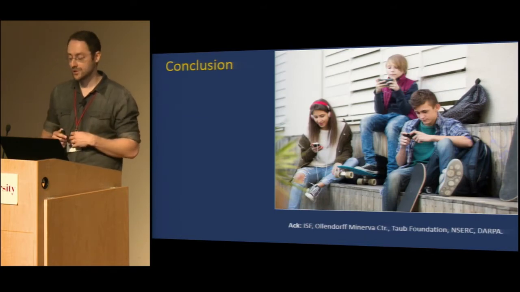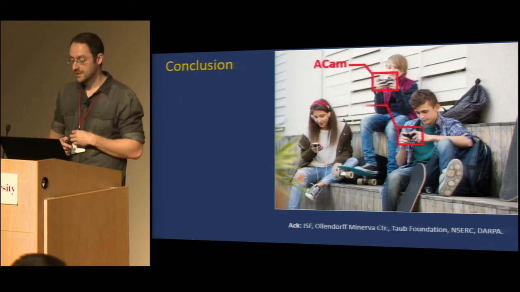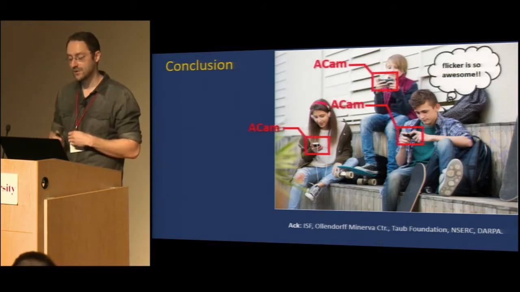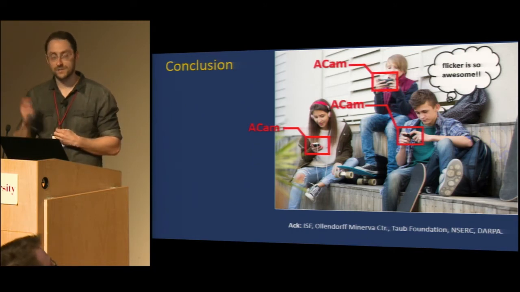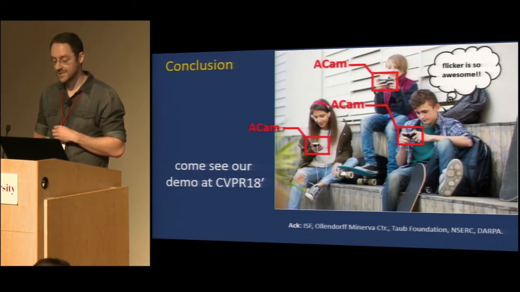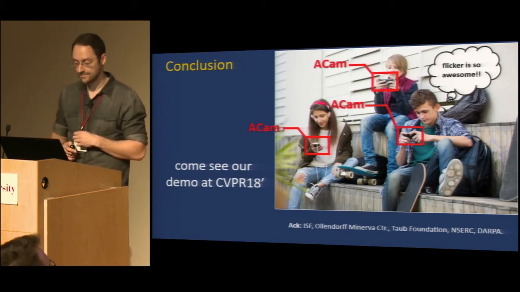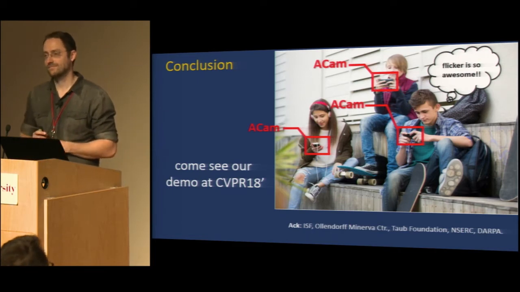So, in conclusion, we've shown that imaging on the electric grid can now be achieved using almost any off-the-shelf camera. This makes flicker imaging easier than ever and accessible to anyone with a smartphone. By the way, if you want to see our real-time capabilities live, come to our demo session at the upcoming CVPR conference. Thank you.